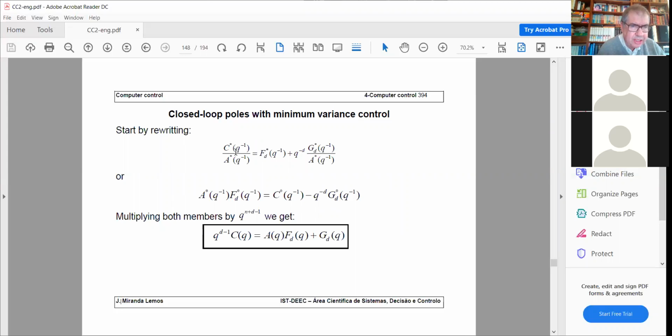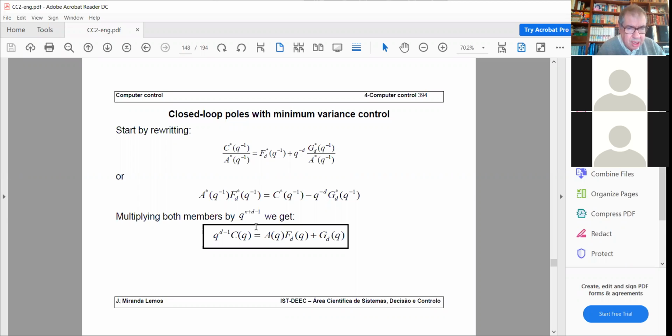So we have this magic formula. I call it a magic formula, but it's just the division of polynomials formula. I multiply everything by A as I did before. And now I multiply everything by q up to n plus d minus 1, and I use the definition of a reciprocal polynomial, and I end up with this. You must think a little bit.